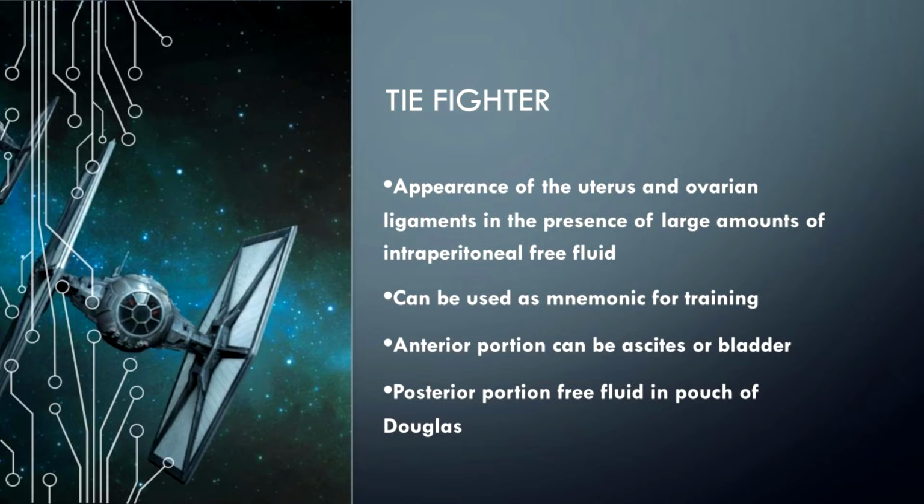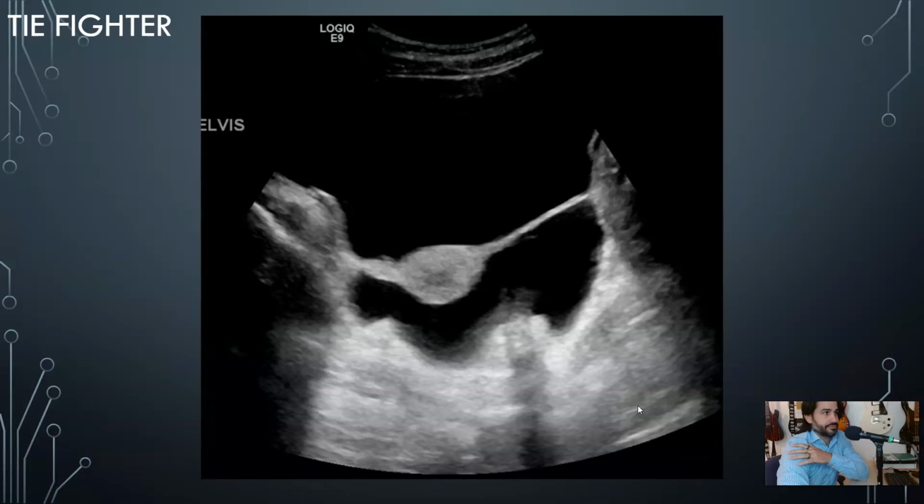So the appearance of the TIE fighter is the appearance of the uterus and ovarian ligaments in the presence of a large amount of intraperitoneal fluid, so ascites, or any type of fluid, honestly. It is, like other signs, a mnemonic for training. Here I wrote the anterior portion can be ascites or the bladder, but not really. It usually should be ascites, both anterior and posterior to the bladder. The posterior portion is free fluid in the pouch of Douglas.